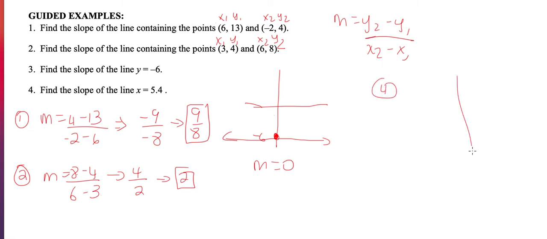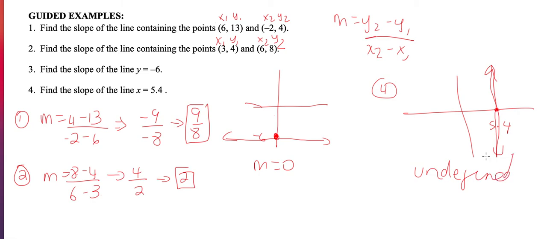For number 4, it's going to be exactly the opposite. So x equals 5.4. Let's put that there. This is going to be a vertical line going up and down. Excuse my line. If it is vertical, the slope is undefined. So if you want to remember that, remember x equals a number will always be vertical. Y equals a number will always be horizontal.